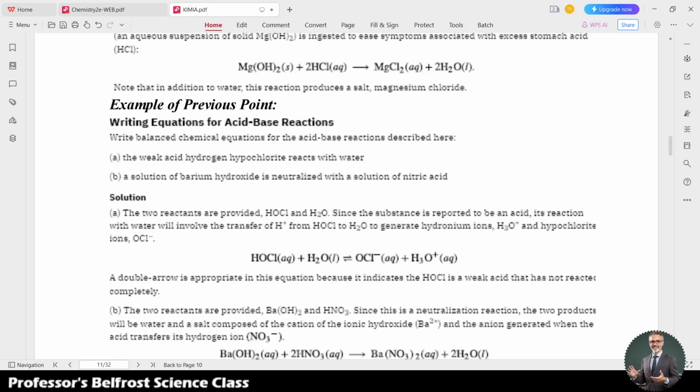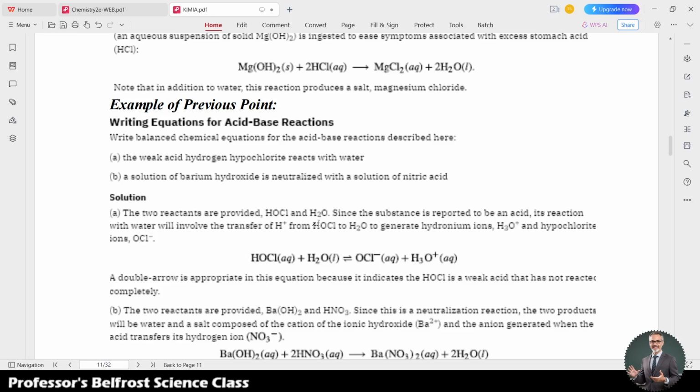Let's see an example to make it clearer. So, writing equations for acid-base reactions. We need to first write balanced chemical equations for the weak acid, hydrogen hypochlorite, which has been highlighted here. So you need to know first what hypochlorite is. Hypochlorite is actually ClO minus, but most of the time books will write it as HOCl, not HCl. Okay, I don't know why. Don't ask me. HOCl, and water is H2O.